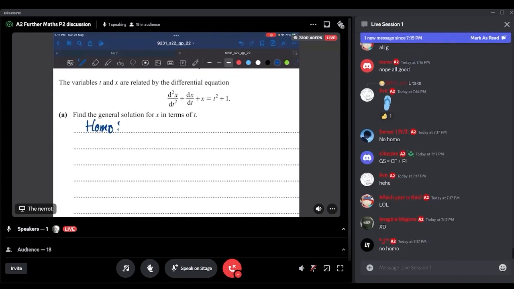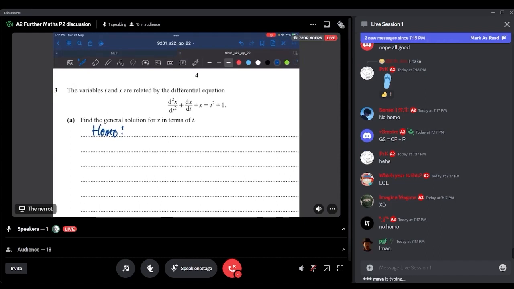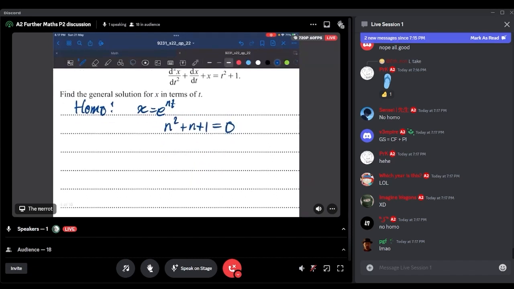So of course we let x be e power nt, right? x is equal to e power nt. And then we solve for n. We plug it into the differential equation, we should get n squared plus n plus 1 is equal to 0. And when you solve it, you should get minus half, I think, minus half plus minus root 3 over 2 i. Let me just check one more time. Yeah, okay.